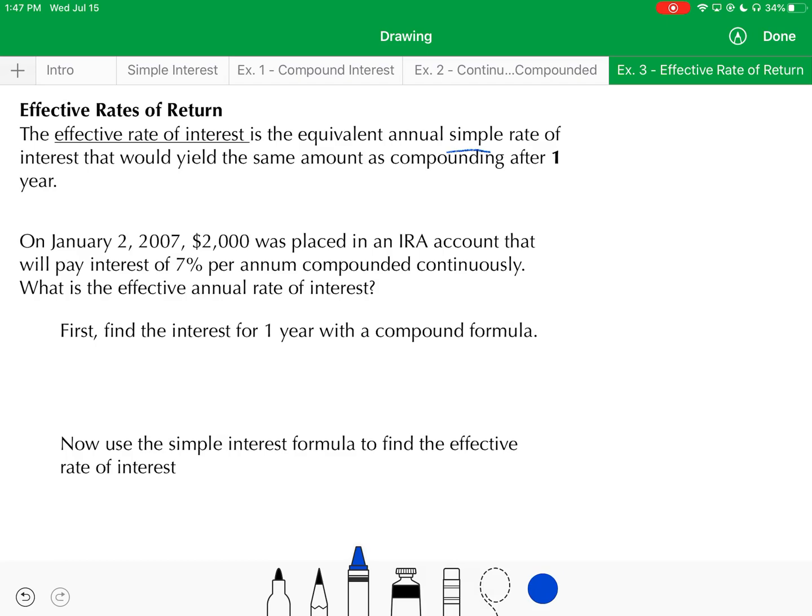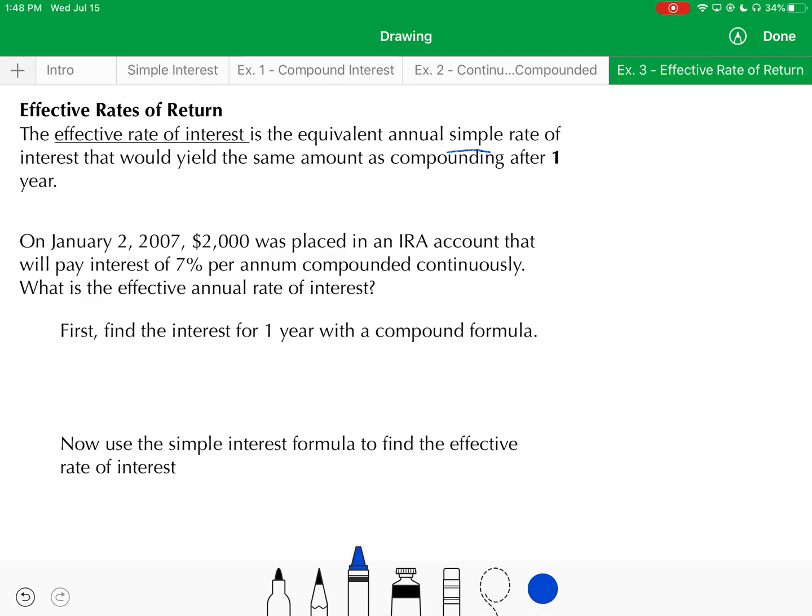And this simple interest rate, if you think about it, is going to have to be a higher value than the compound interest rate, because simple interest is only calculated once in a year, whereas the compound is happening multiple times. So if you want the same amount of interest in the end, you'll need a higher simple rate of interest, right? So look at the scenario here.